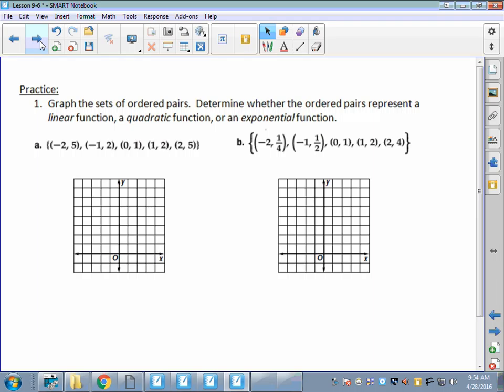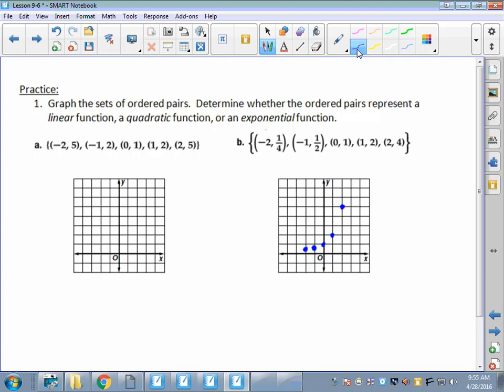So first of all, it says to graph the sets of ordered pairs, determine whether they represent a linear, a quadratic, or an exponential function. So I think we really only need to do one of these for practice. Let's skip A. Do A on your own if you like, but let's talk about B because of the ordered pairs. So notice how we've got 5 ordered pairs. They're all in the set notation with the swirly brackets. So -2, 1/4 is really close to the x-axis. -1, 1/2 is a little bit higher. Over 0, up 1, 1, 2, and 2, 4.